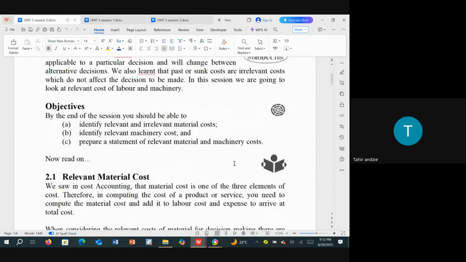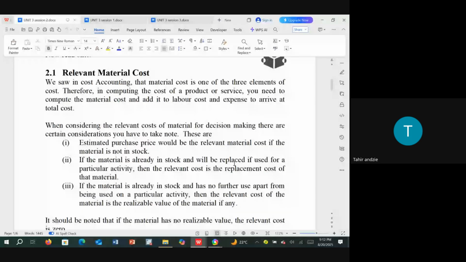By the time we finish discussing this session, you should be able to identify the relevant and irrelevant costs of material. You should be able to identify relevant machinery costs, and also prepare a statement of relevant material and machinery costs. So, relevant material costs. What material costs are relevant?